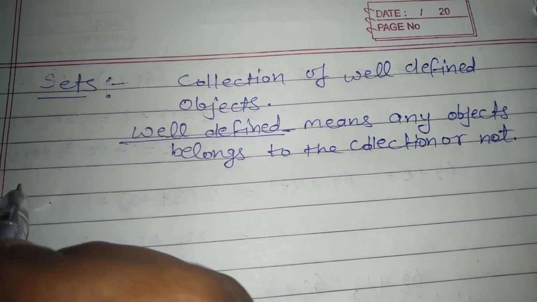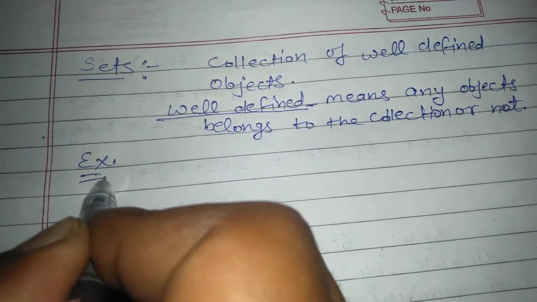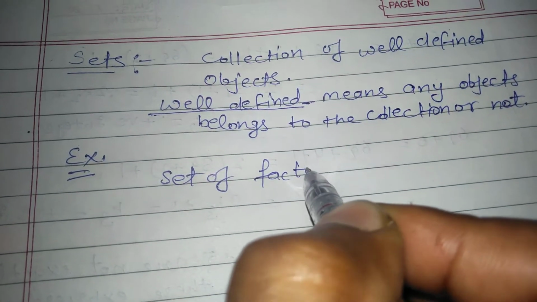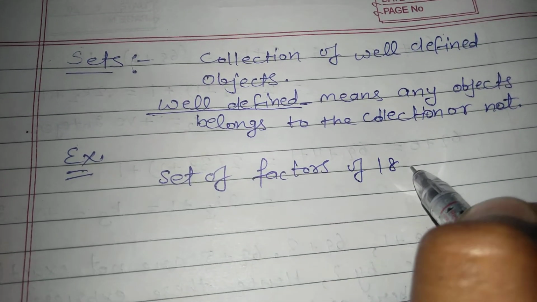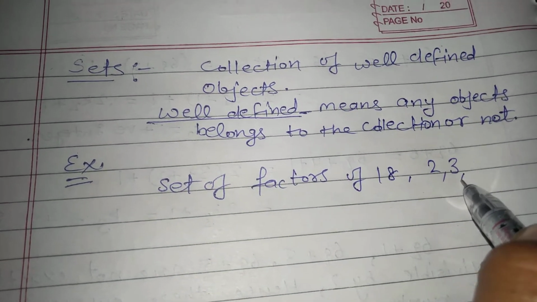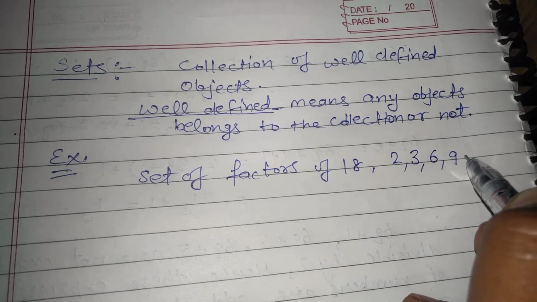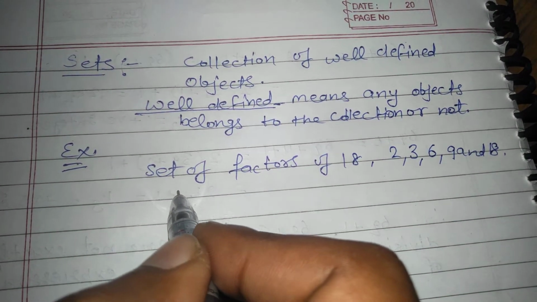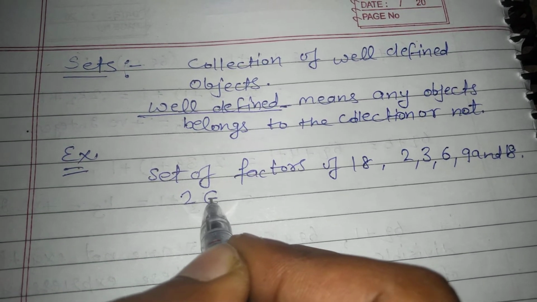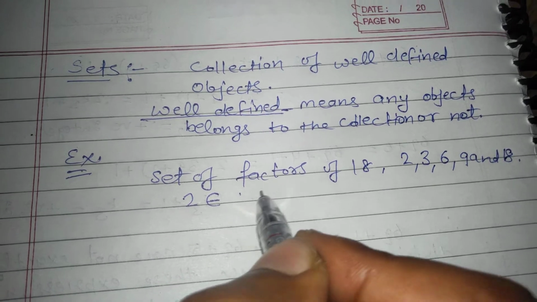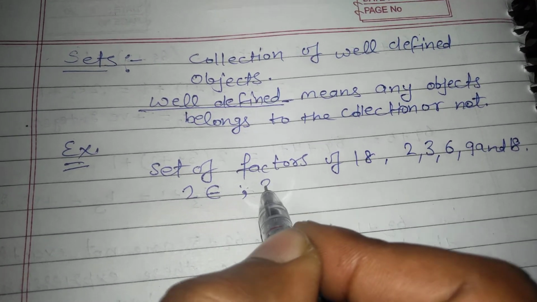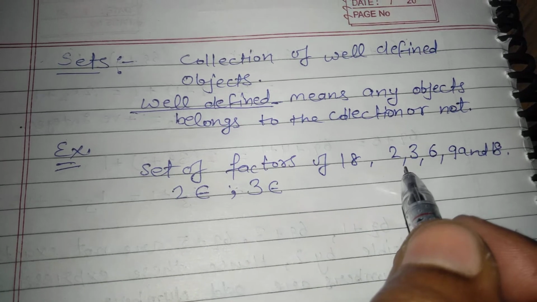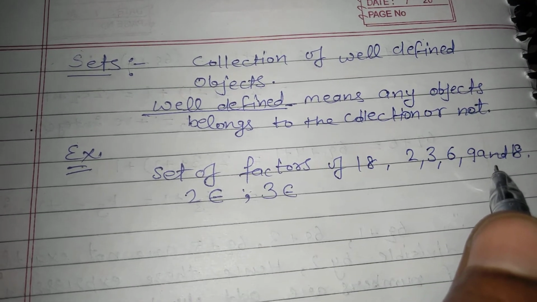ए सेट्स सच एज फॉर एन एग्जाम्पल, सेट ऑफ फैक्टर ऑफ 18, दैट इज 2, 3, 6, 9 and 18. Then, 2 belongs to set of factor 18, 3, it also belongs to factor of 18. So, we can see that 2, 3, 6, 9 and 18 is a set.